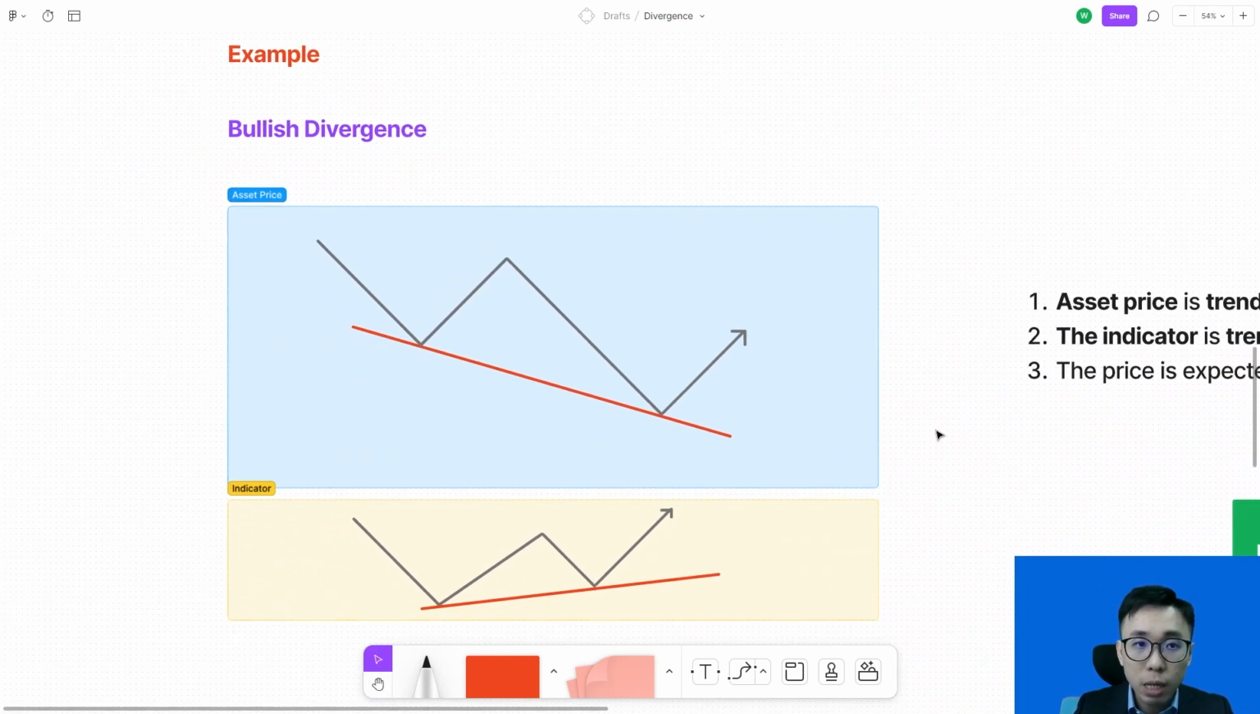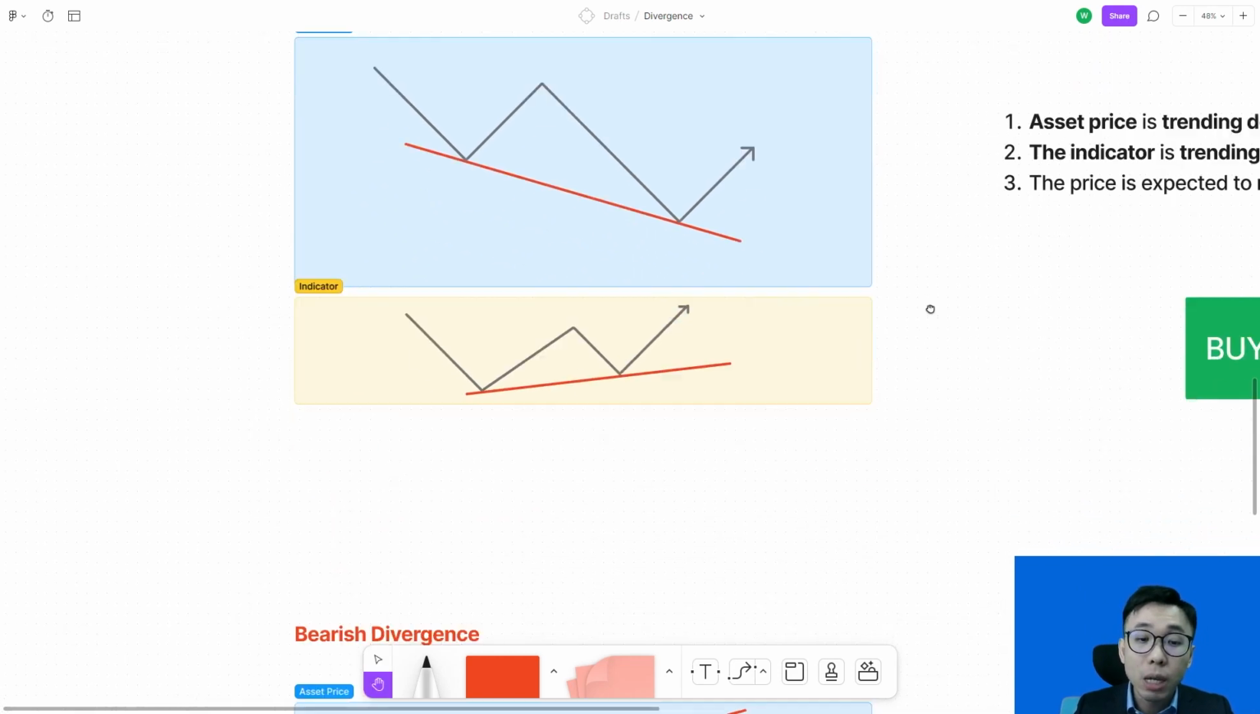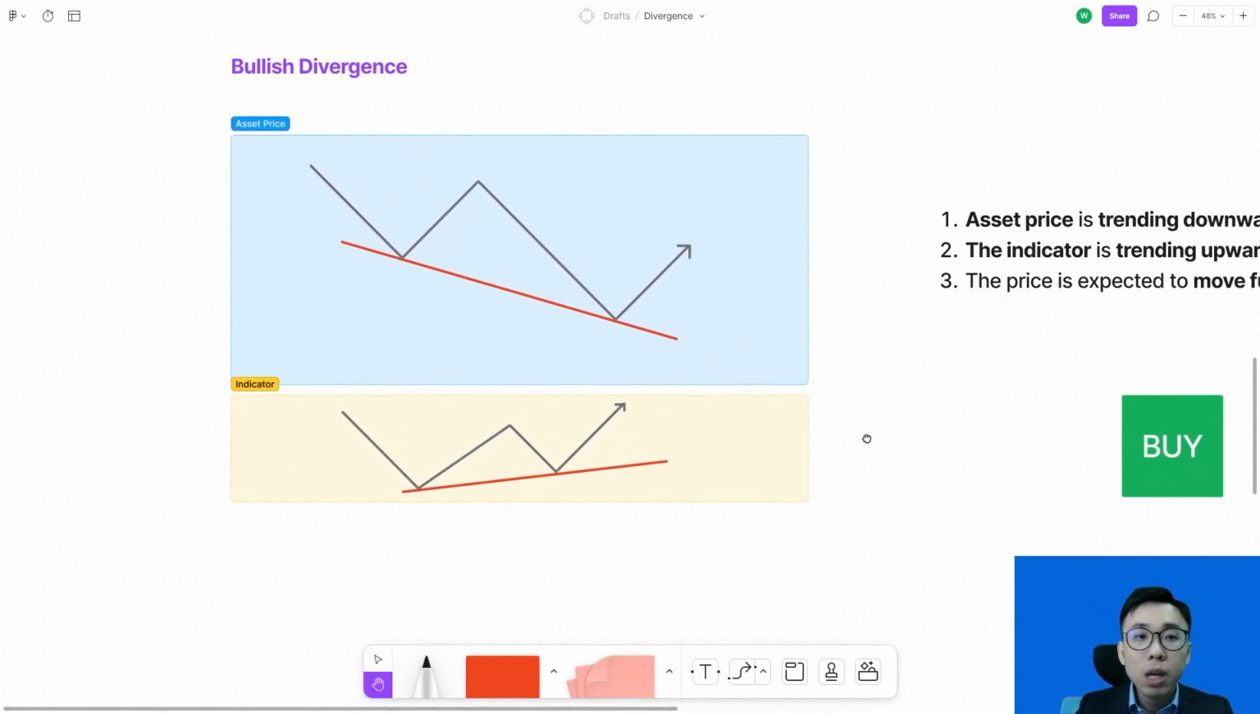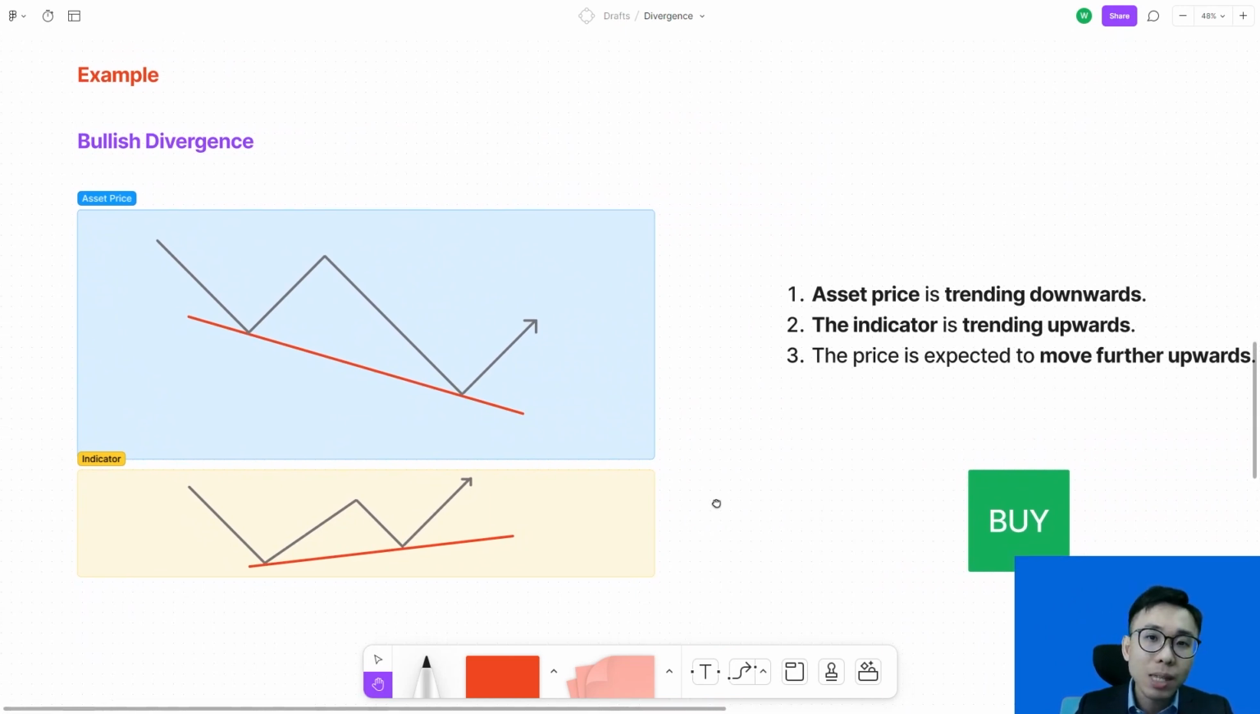One is called the bullish divergence, and another one is called the bearish divergence. Just like its name, bullish divergence means that we expect something to go back up because the word bullish is there. So like it says, we're going to look over here.